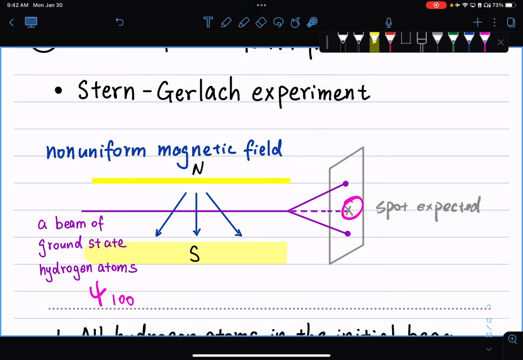But as you probably already see, what we have here is when this beam of ground state hydrogen atoms passes through this non-uniform magnetic field, scientists observe two different spots on the receiving plate.